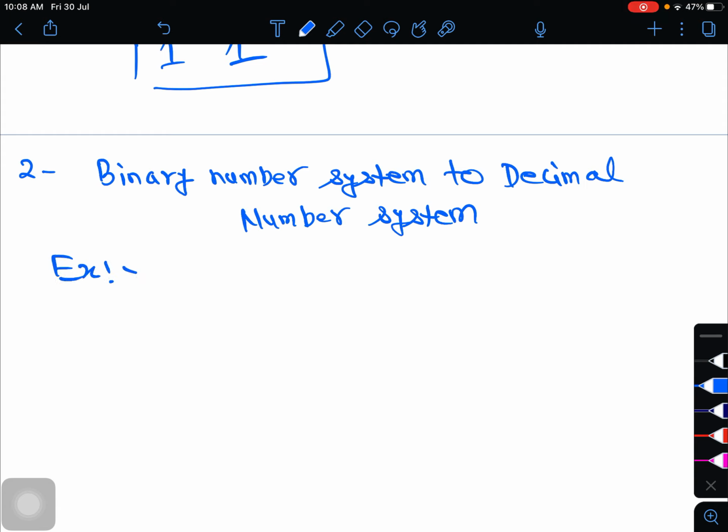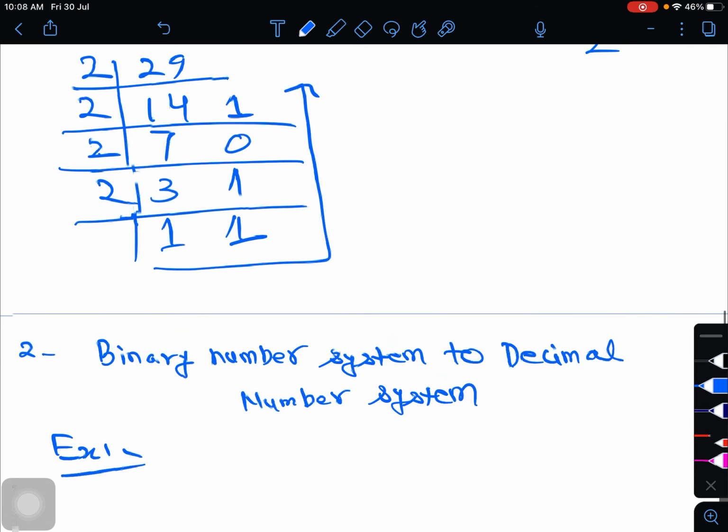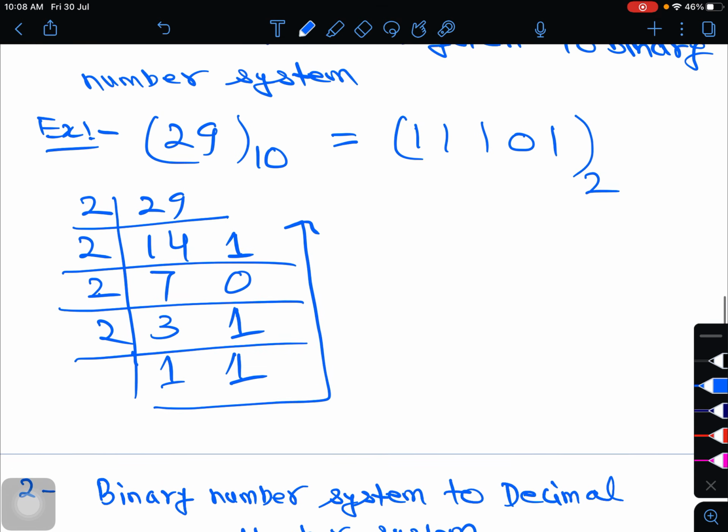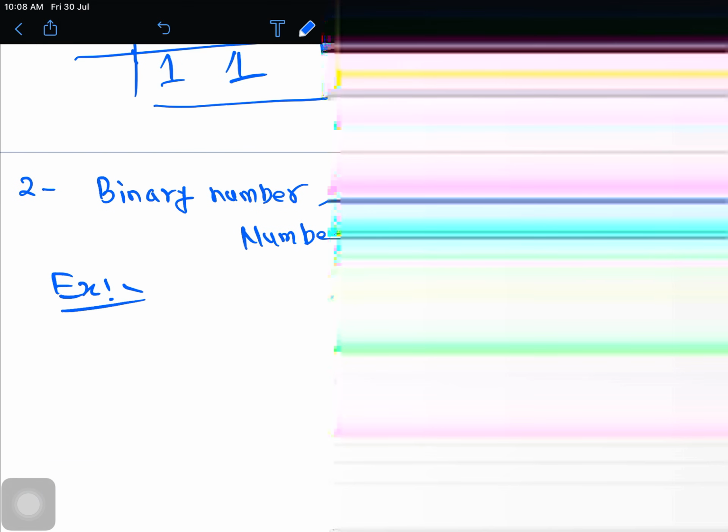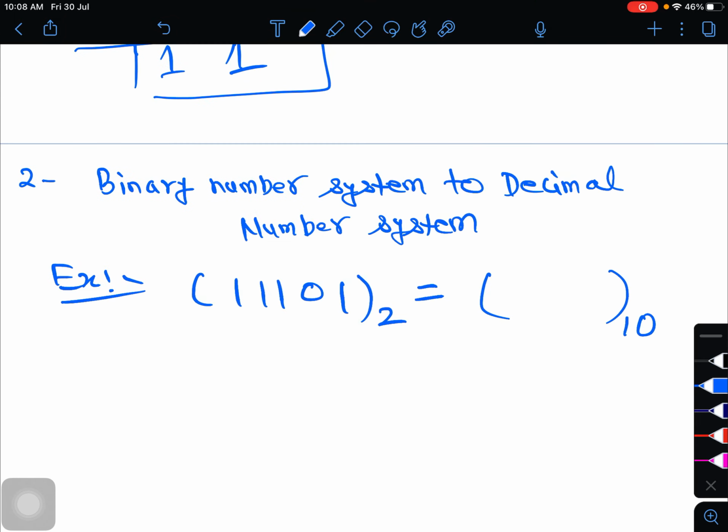Let us take one example. We can take the previous one also. What we have got from there, 1 1 1 0 1. Suppose it is given in binary number system and we want to convert it into decimal number system. Okay, how?